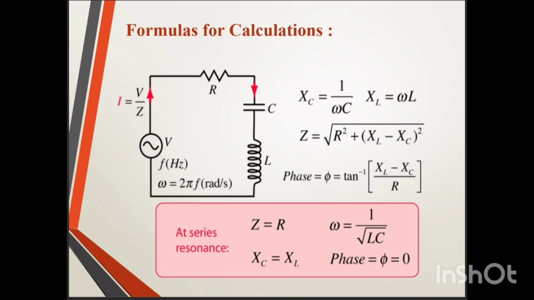Here are some formulas for calculation. Capacitive reactance XC equals 1 upon omega C. Inductive reactance XL equals omega L. Omega equals 2 pi f radian per second. Impedance Z equals root of R square plus net reactance X square, where X equals XL minus XC.